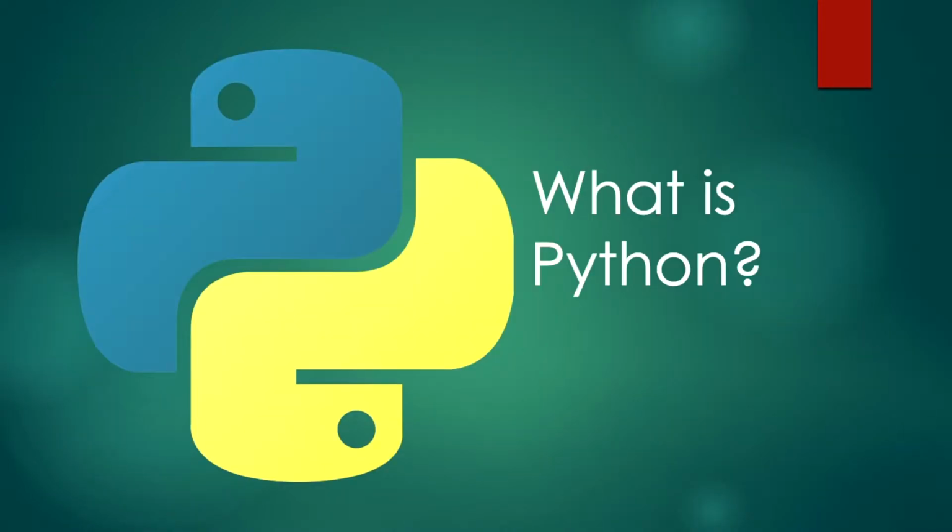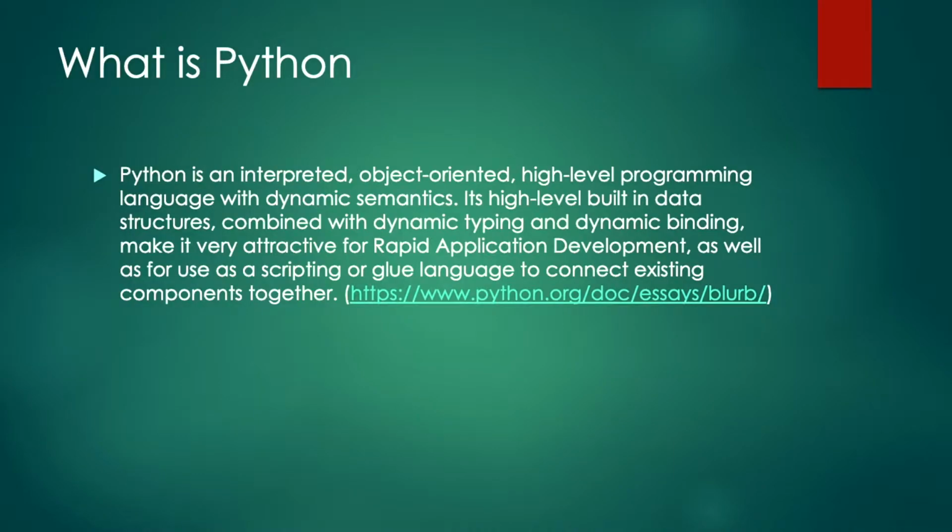So let's start with what is Python. From the definition perspective, if you see from python.org, Python is an interpreted, object-oriented, high-level programming language with dynamic semantics. Its high-level built-in data structures, combined with dynamic typing and dynamic binding, make it very attractive for rapid application development, as well as for use as a scripting or glue language to connect existing components together. So it shows that it's not only a scripting language, you can have object-oriented programming also in Python.